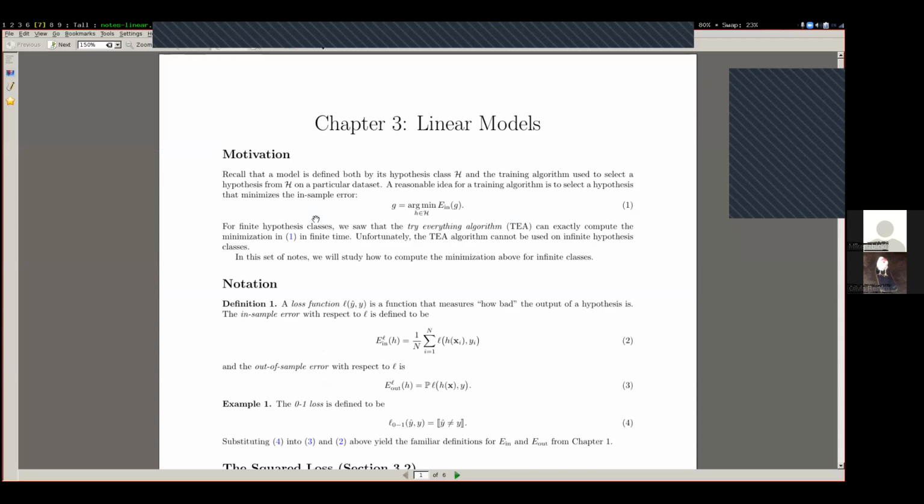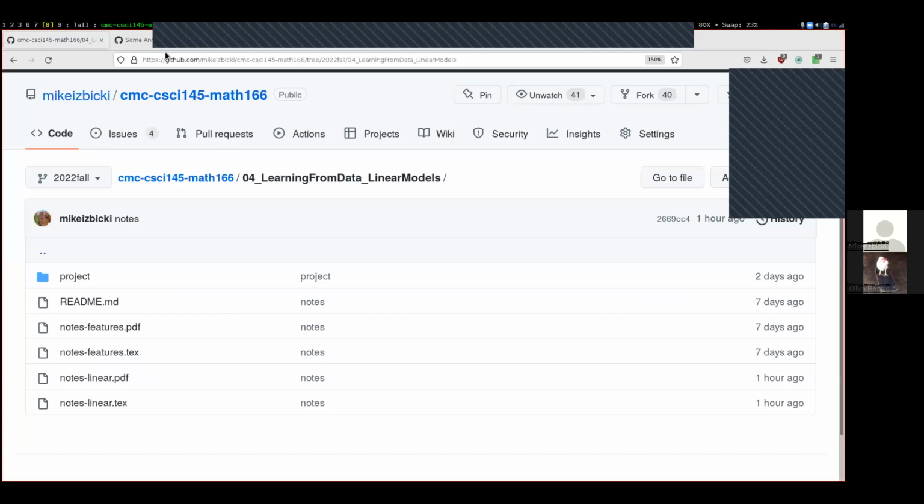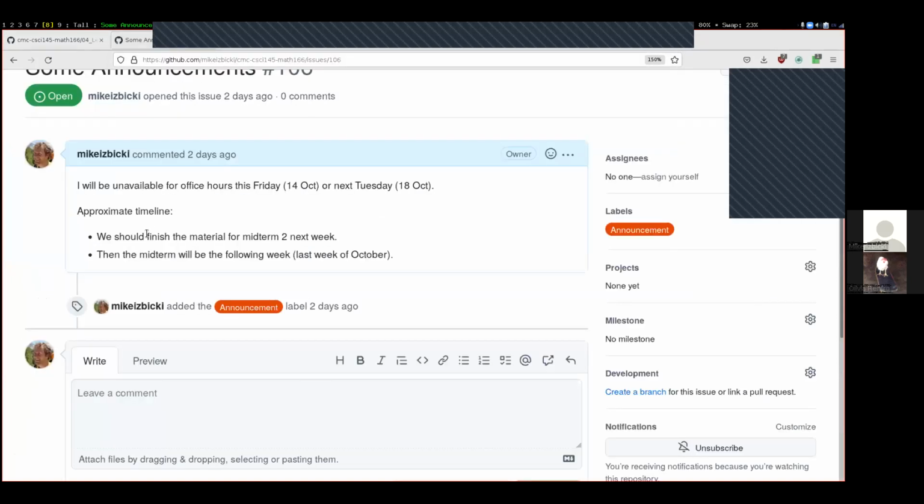So, a quick recap of our timeline, what to expect coming up. We'll be finishing all the material between today and the Wednesday after fall break for your next midterm. And so expect to have the next midterm 2 weeks from now, last week of October.